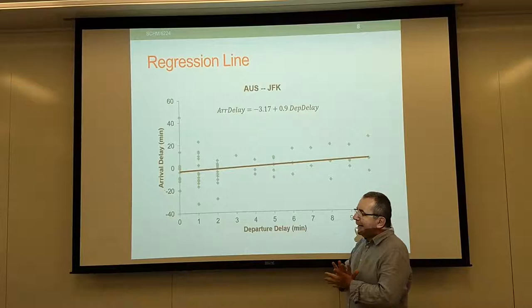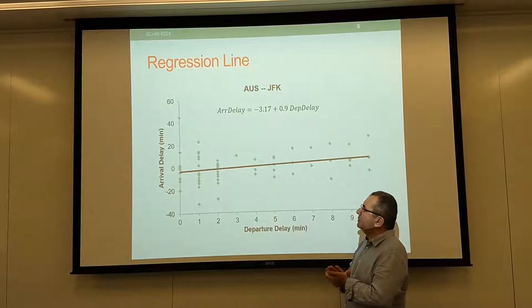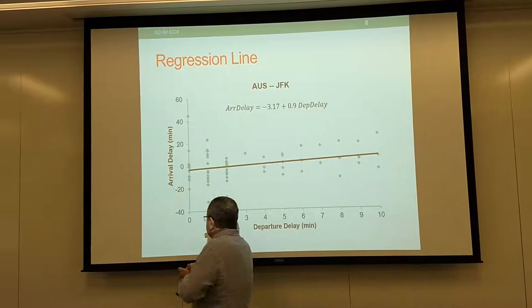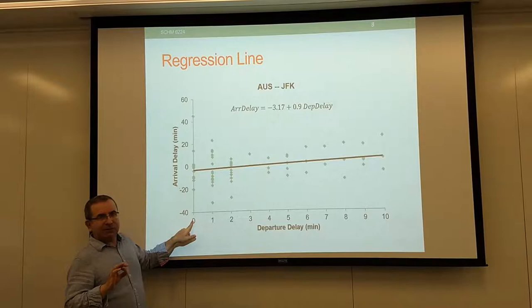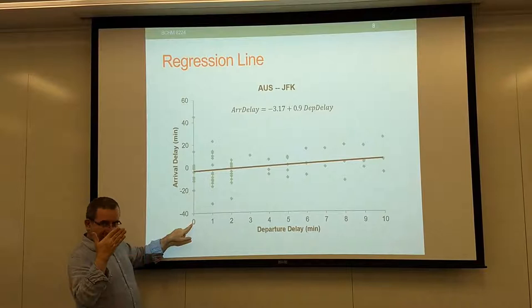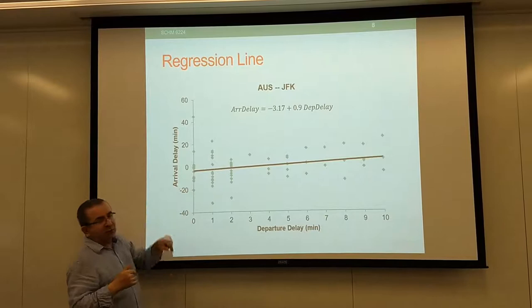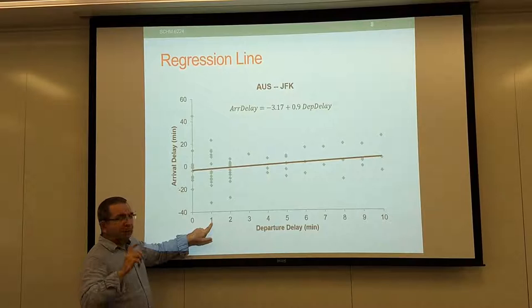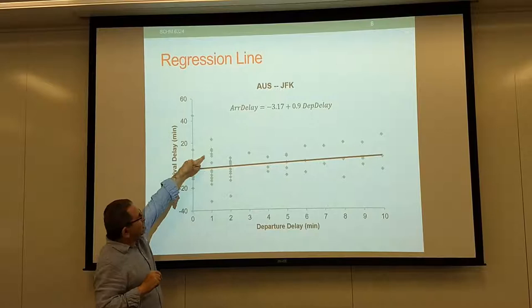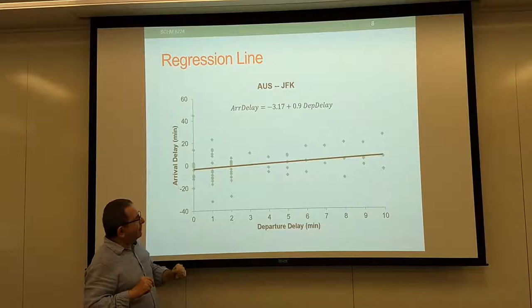So we estimate the regression model. Before that, if you look at this, these are the flights that all departed on time, zero delay in departure. The funny thing is, even though they all departed on time, some of them arrived early and some of them arrived late. Okay, that's interesting, right? Here, these are the flights that have departed 1 minute late. Again, there is a variability, right? Some of them arrive early, some of them arrive late. So that's the variability in the data set.